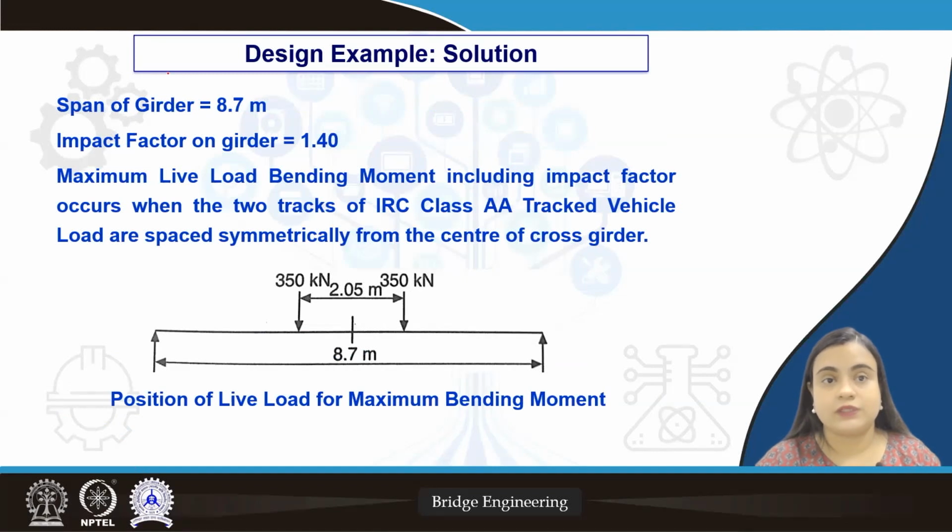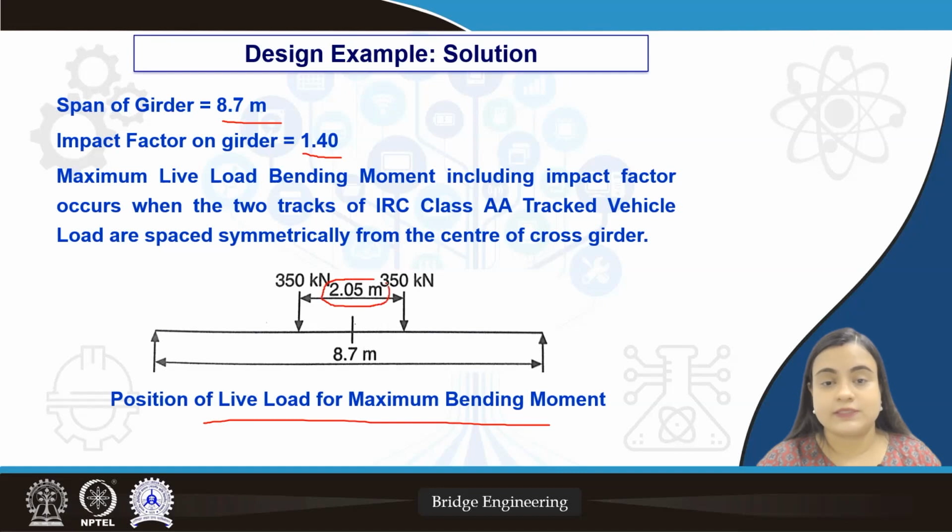Now span of the girder is 8.7 meter. We are going to consider impact factor on the girder as 1.4. The maximum live load bending moment including impact factor occurs when the two tracks of IRC class AA tracked vehicle are spaced symmetrically from the center of the cross girder. So this is going to be the position of the live load for maximum bending moment, where each of the wheels are positioned equidistant from the center of the cross girder. This distance is 2.05 meter.